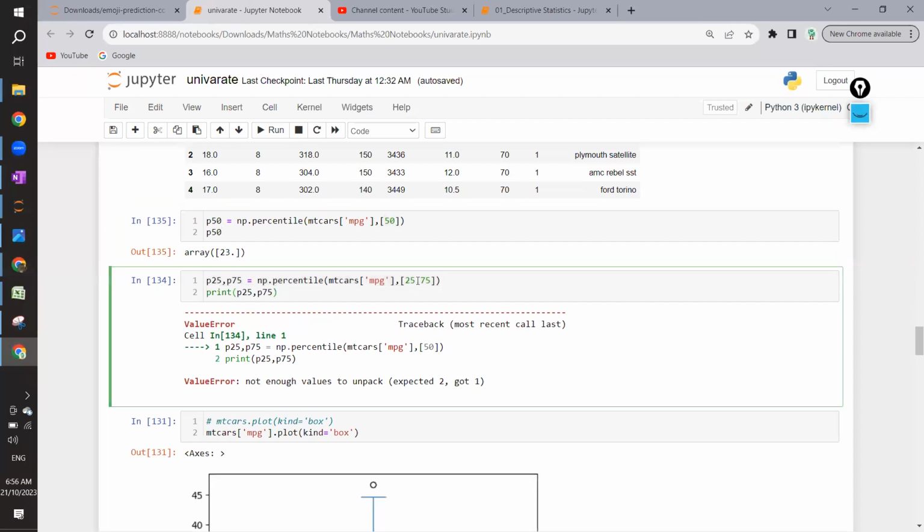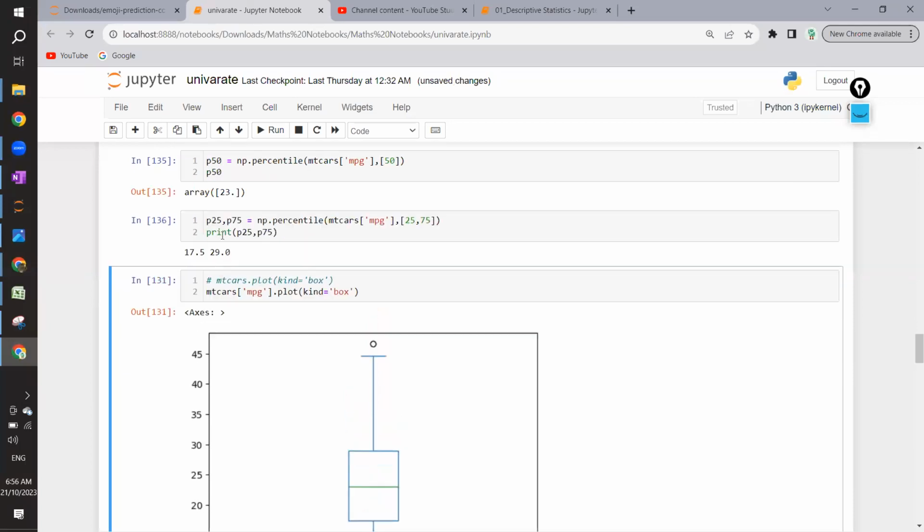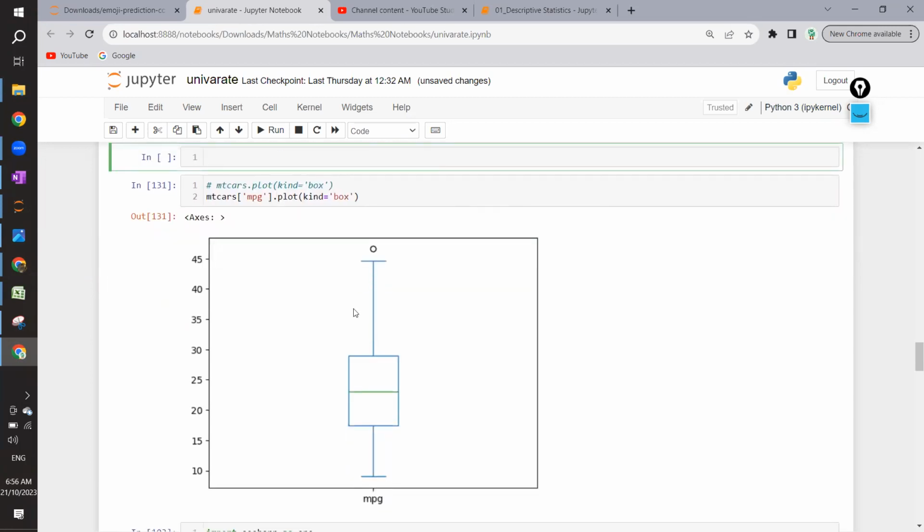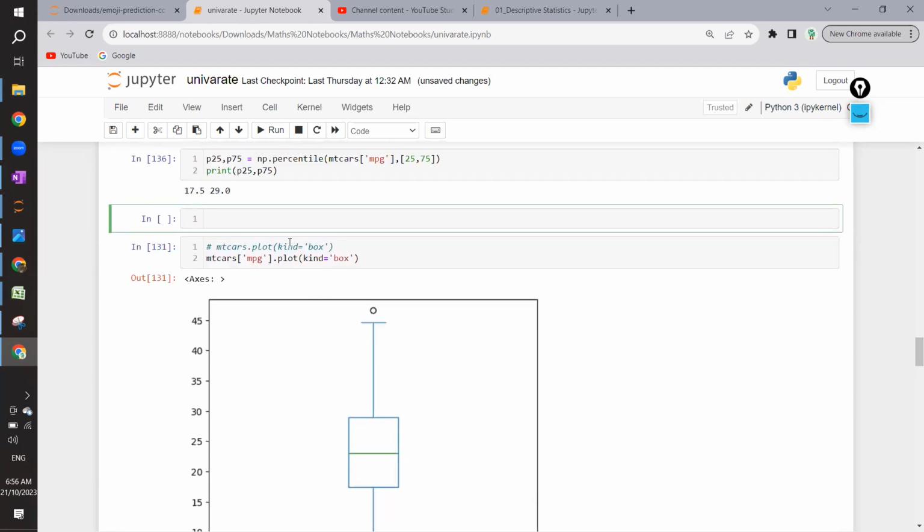Now coming to the second part, if you want to see the 25th percentile and 75th percentile, these are my 17.5 and 29.0. Fine. So now this value will be the lower bound. And what is the formula for the lower bound? Lower bound equals Q1, or P25, minus 1.5 into IQR. What is IQR, guys? P75 minus P25.